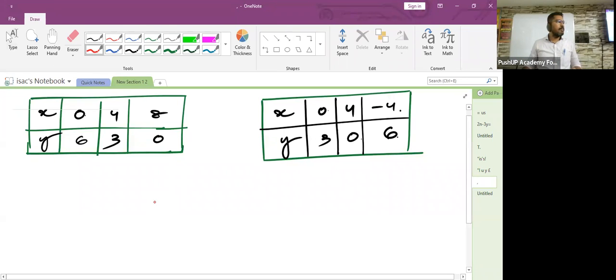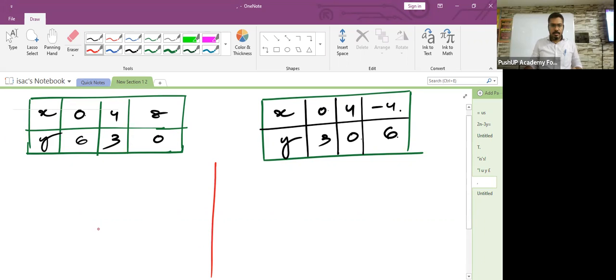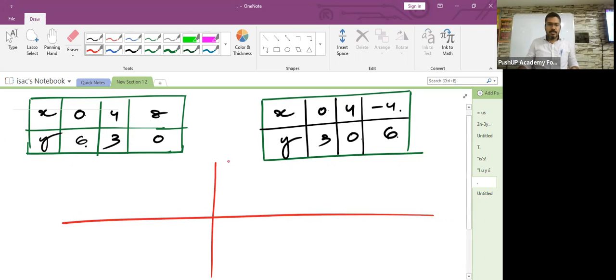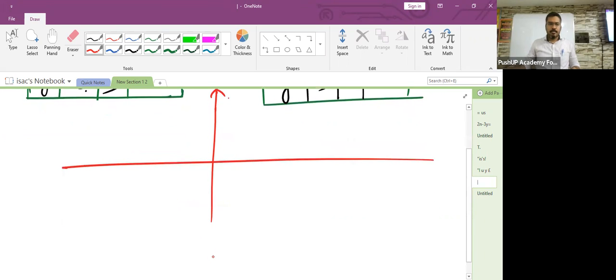Are we done? Both the lines are parallel. Okay. Online students, did you all get parallel lines? Namrata, did you get it?